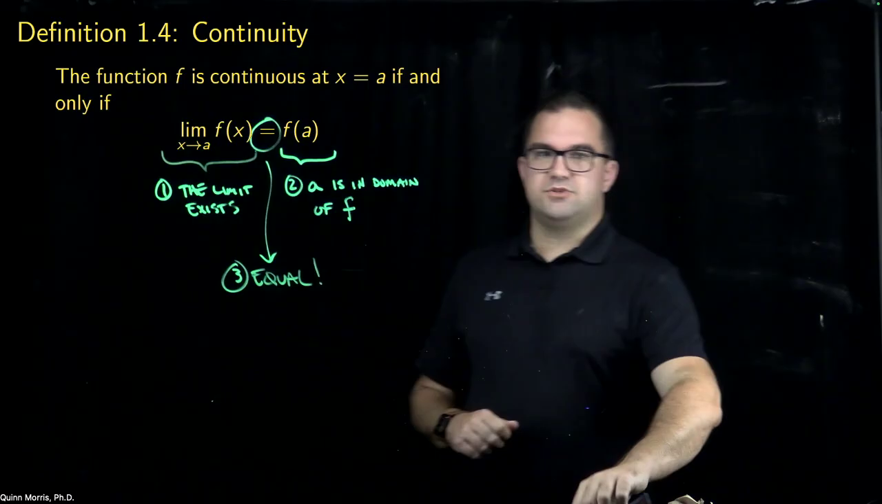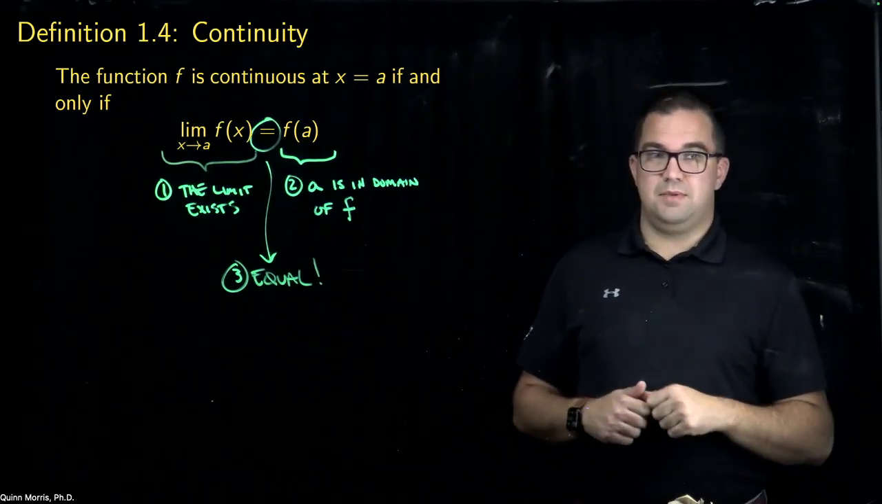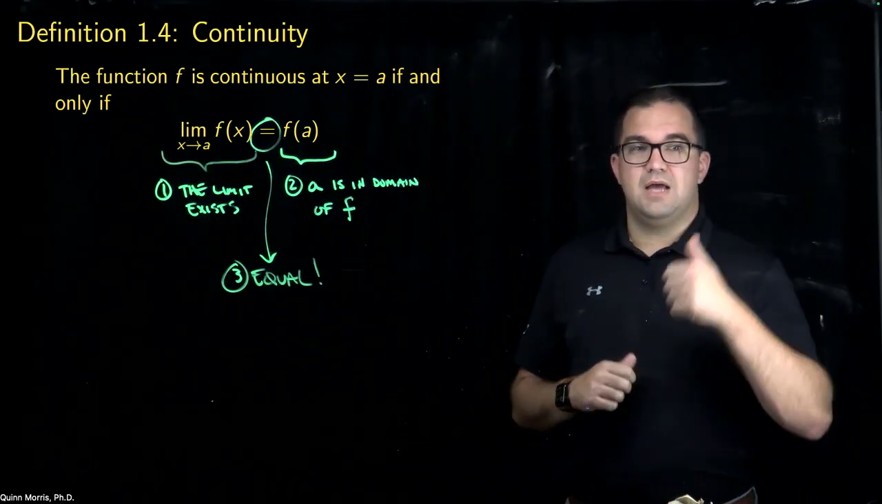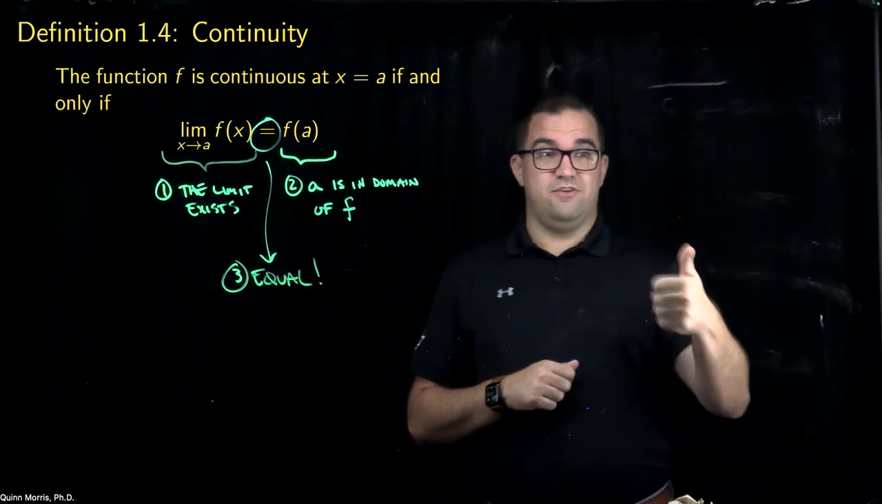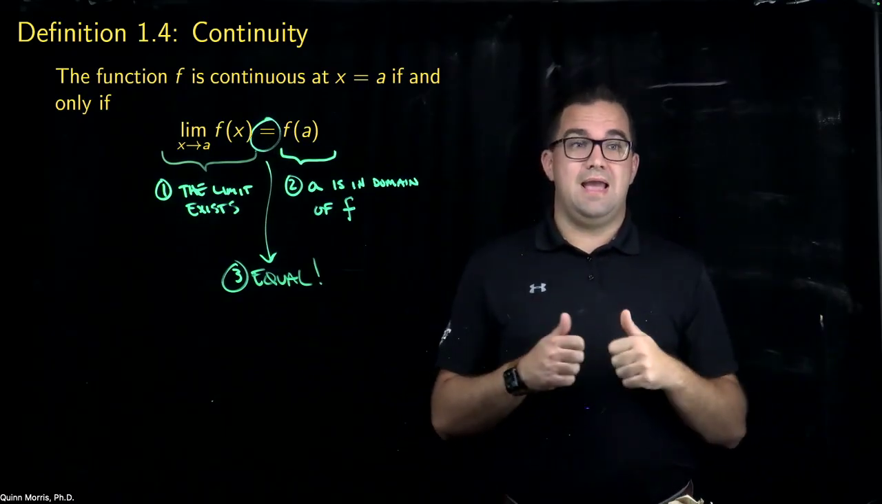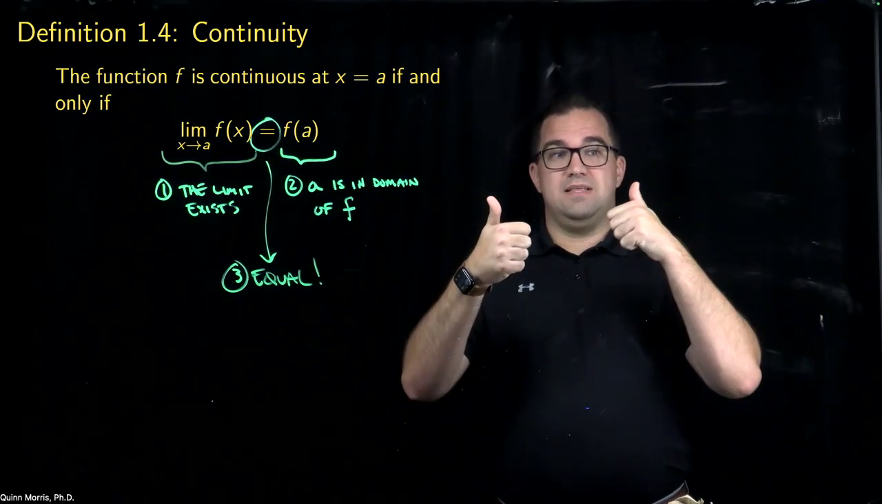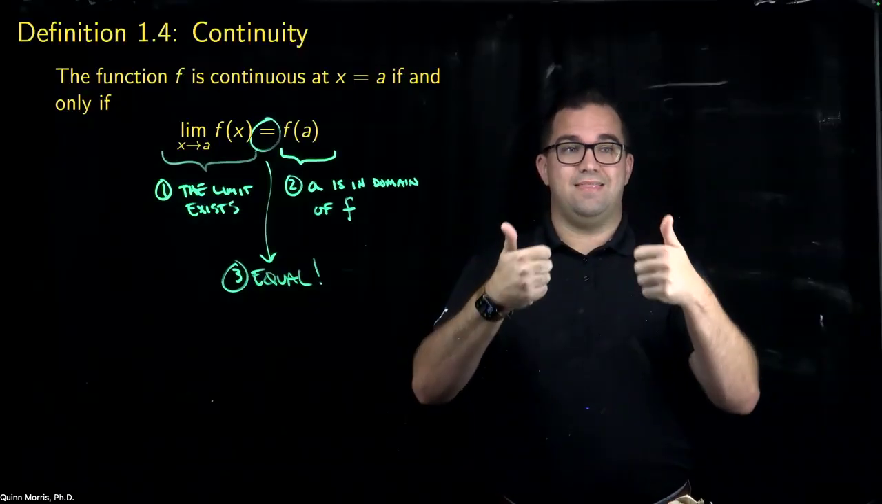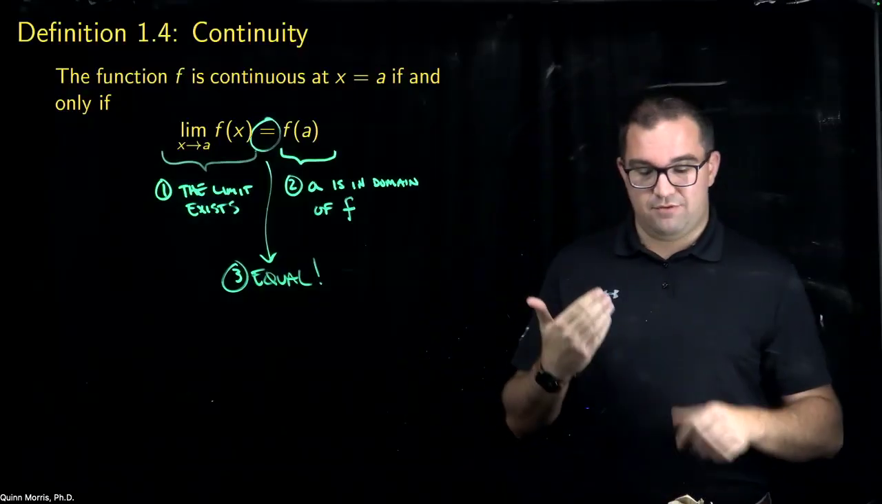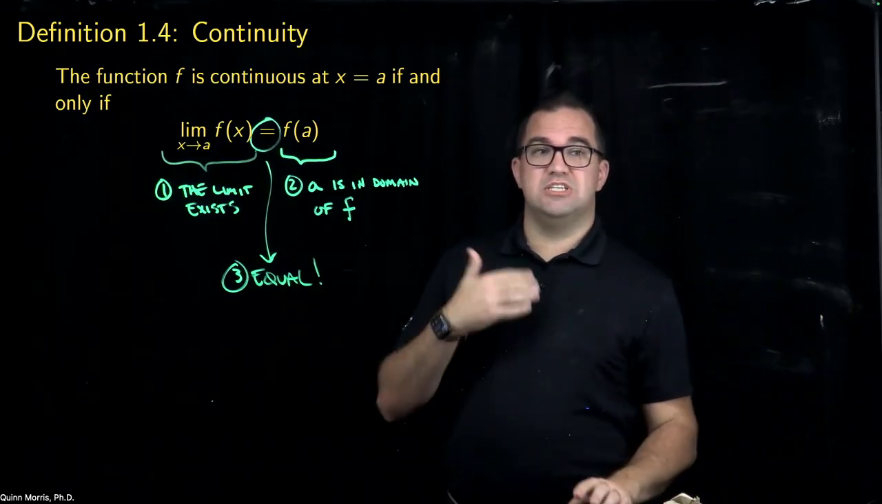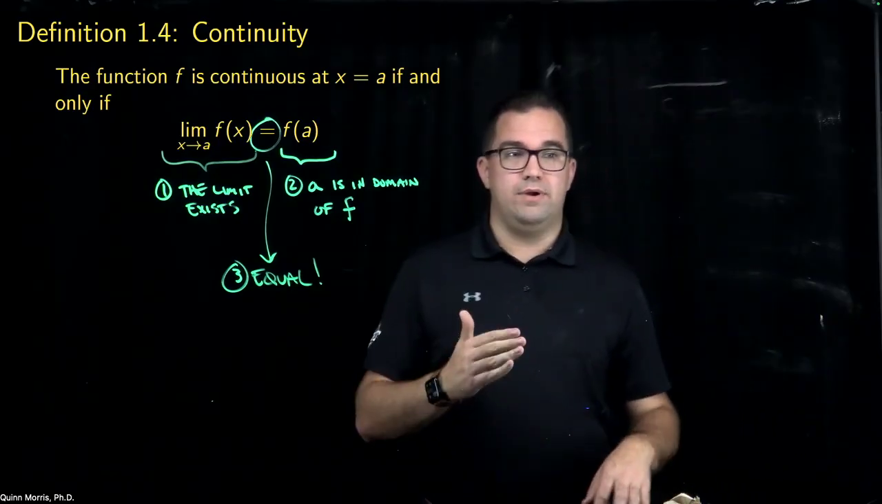So this definition really is telling me three things. It's telling me that I need the limit to exist, I need the function to be defined at that point, and I need the value of the limit to be the same as the value of the function at that point. If I have all of those things, then my function is continuous at that particular point.